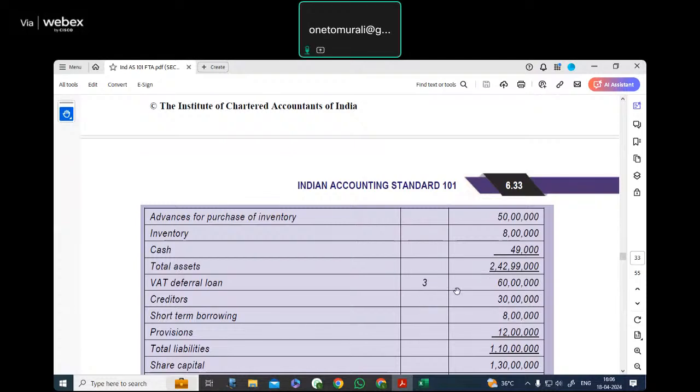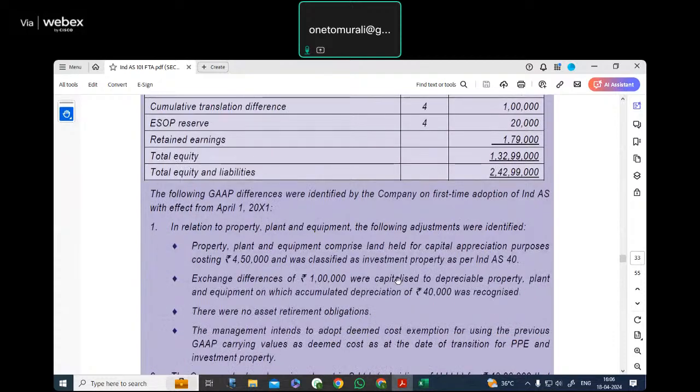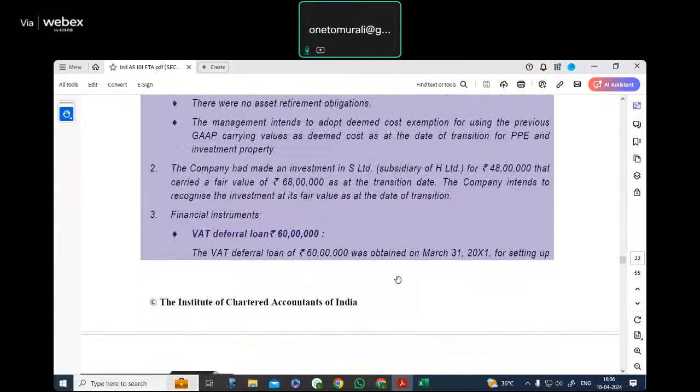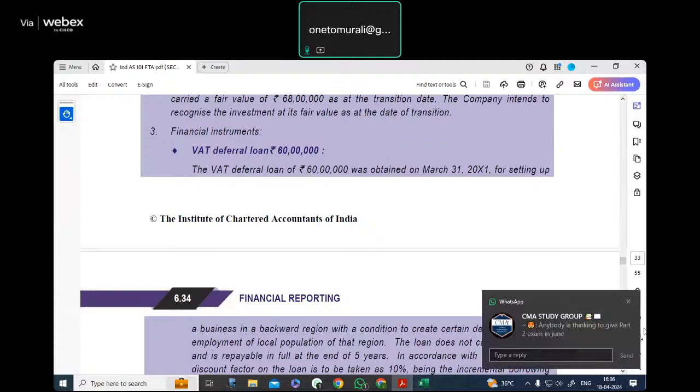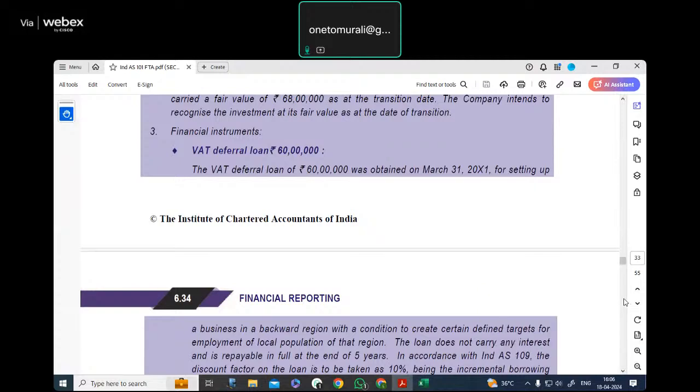So regarding VAT deferral loan, note number 3 is there. This is something to do with government grant adjustment that we are expected to carry out. VAT deferral loan. See, in AS 12, as per the old one, this sort of deferral loan was not considered, whereas this is to be considered under Ind AS 20. VAT deferral loan, 60 lakhs.